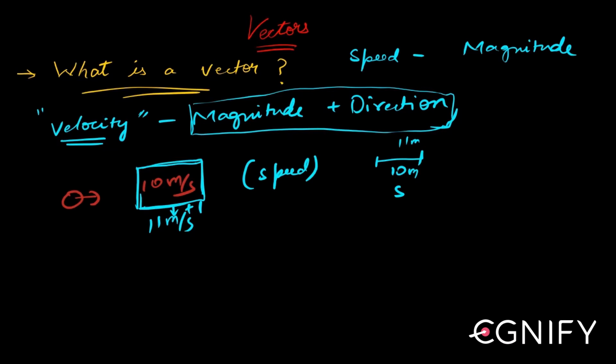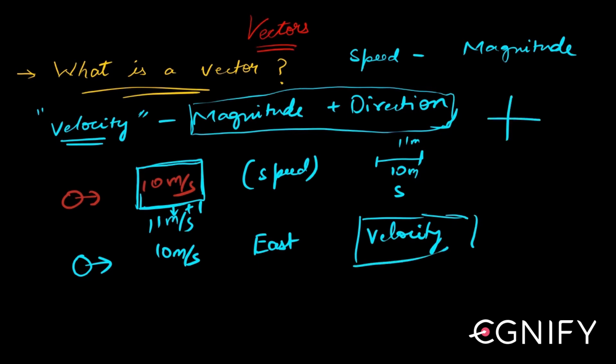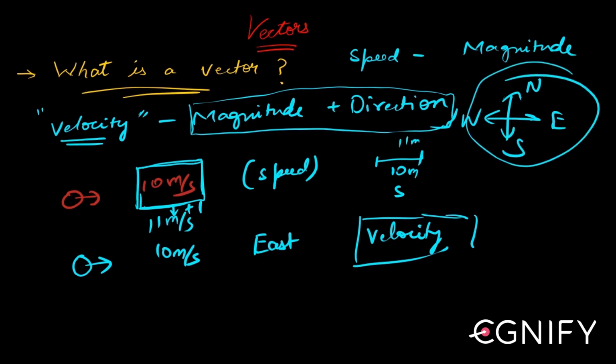So if I say that the ball is traveling at 10 meters per second towards east, right, then I'm talking about its velocity, because I'm fixing some reference direction. My reference direction here is east, west, north, south. And with respect to this reference, I'm telling that the ball is traveling 10 meters per second towards the right. That means towards east. So that's why I'm using this word east. That means I'm talking about its velocity. In this case, your velocity becomes a vector.